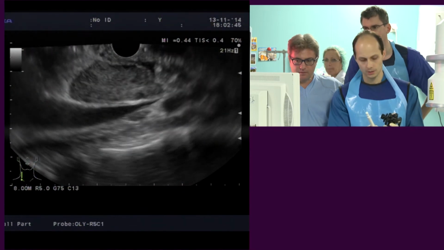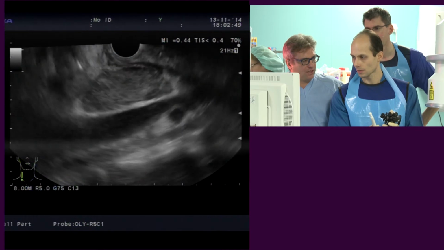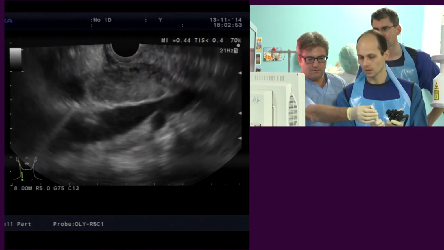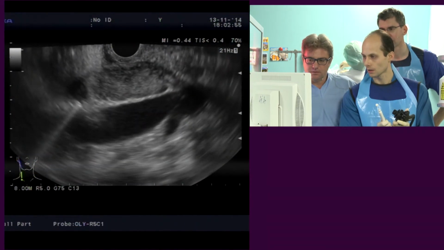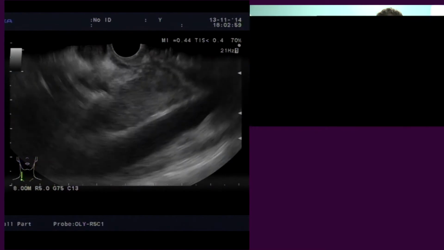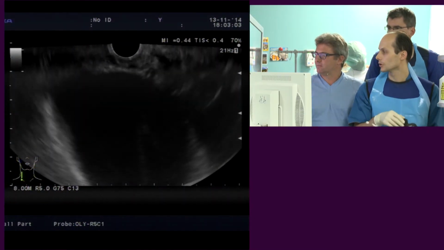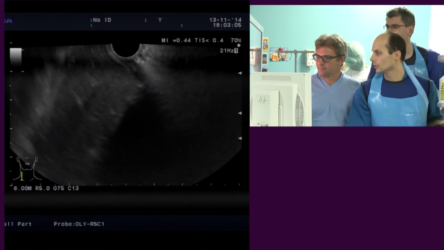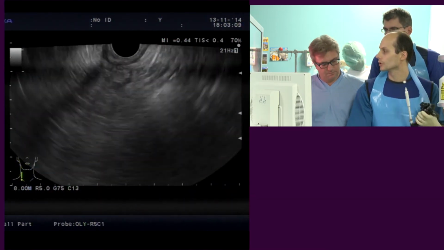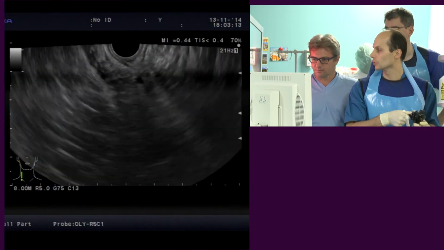Okay, we just started the puncture. So you're going to go for cytology. Yes. Okay, I have to come back to the stomach to see if the needle is coming out. I'm just going to the stomach for a second to see the tip of the needle as it goes out of the device.